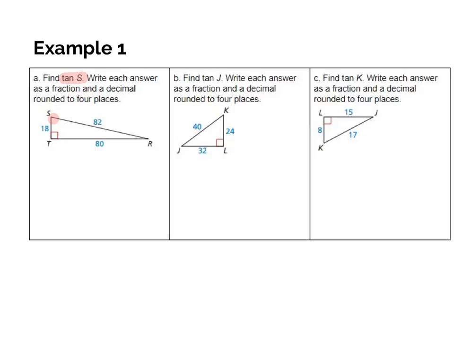So again, based on what we just talked about, the tangent of any angle is going to be the relationship of the opposite side compared to, my apologies, the adjacent side. Based on angle S, we want to first identify the opposite and the adjacent side to S. The opposite side, again, is always going to be across from. So if I were to draw an arrow straight across from S, that's going to represent 80.